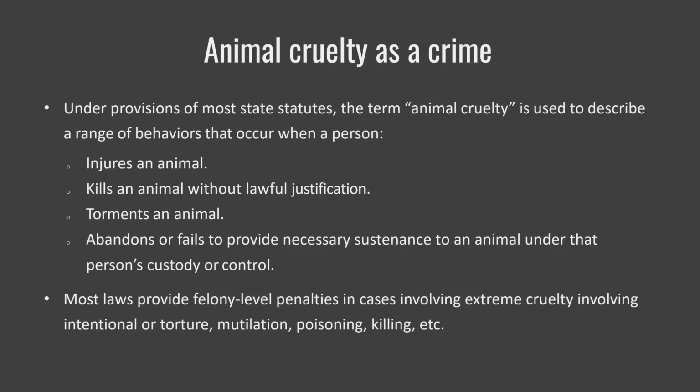So animal cruelty as a crime, we use one term, animal cruelty. However, there are two different types, if you will, of cruelty that fall under that big title. And that's generally neglect, and then malicious torture. So most states have the term animal cruelty, and it's about if you injure an animal, kill an animal without lawful justification, torment an animal, or abandon or fail to provide necessary sustenance while the animal is under your control. Most of them have felony levels, not all of them, but most of the states do have some type of felony level punishment for animal cruelty, and generally that's for your malicious cruelty.